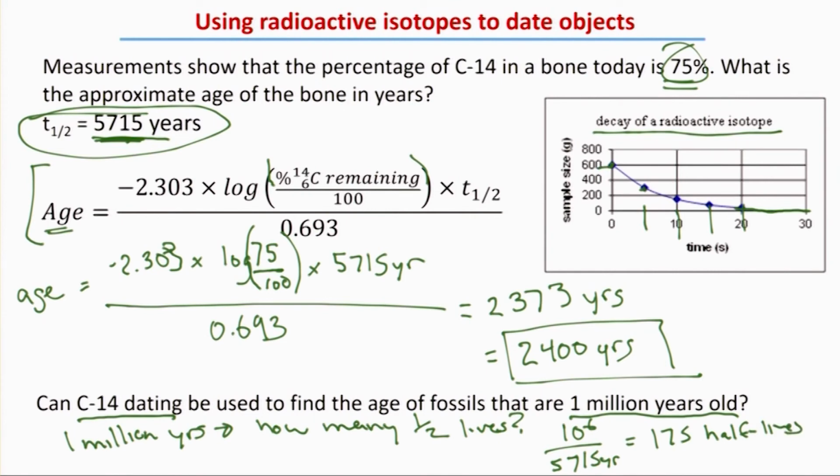Now, if you look at this picture up here, you can see it gets pretty small pretty quickly. If you have to go through 175 half-lives, you would not have enough carbon-14 left in this fossil to actually be able to measure. So that is the reason why you have to find an isotope that has a half-life that's closer to the age of that fossil.